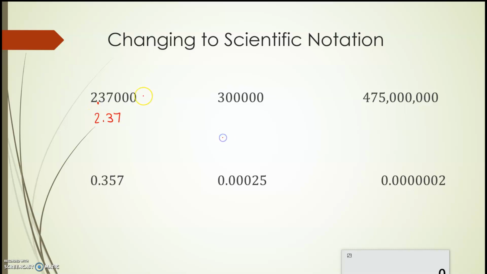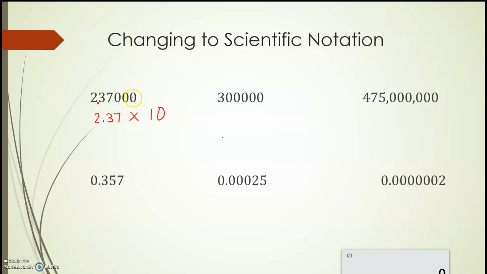But you have to figure out how far you moved it. Remember, this is a very big number. This is 237,000. That's a big number. So this should be a positive exponent after the 10. Remember, if it's a big number, it should be a positive exponent after the 10.